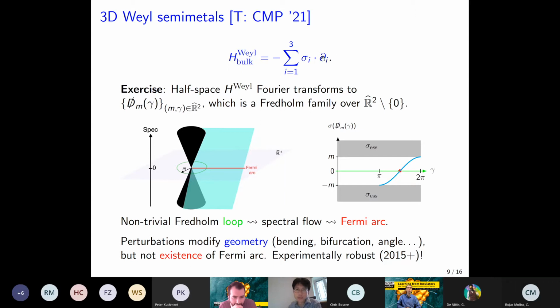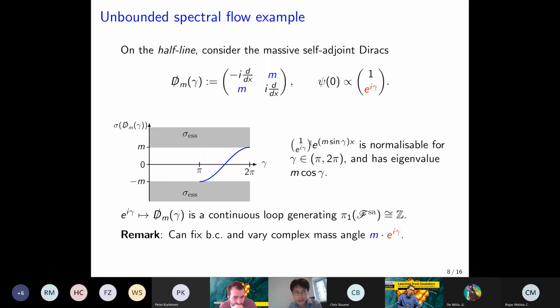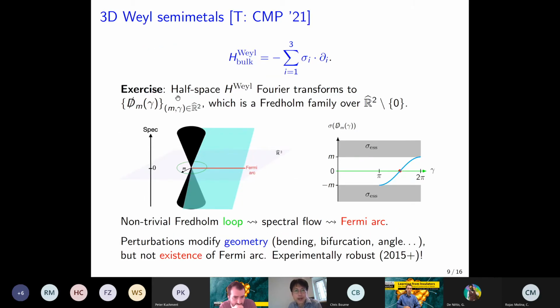So that's the Weyl Hamiltonian, but if you consider it on a half space in 3 dimensions, then you can only Fourier transform with respect to the momentum, the translations along the boundary. And the Fourier transform just turns out to produce the family which we've seen earlier on in the previous slide. And so it's a family of massive Dirac operators parameterized by a complex mass term. Okay. And this is a Fredholm family everywhere except at the origin where the mass gap closes. So it has an opportunity to have some non-trivial windings because we lose the Fredholm property at the origin.